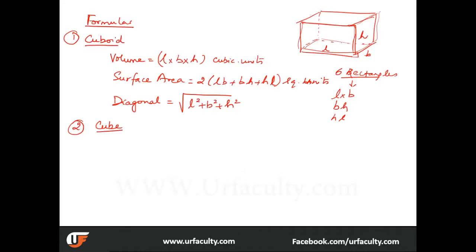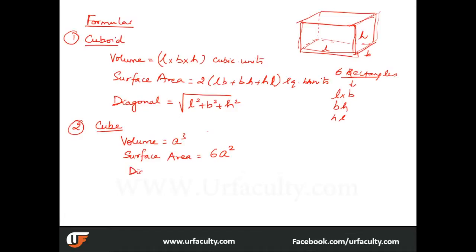cube. So volume of a cube is equal to A cube, because here all the values are the same. All the sides of a cube are equal, so volume is equal to A cube. And surface area is again very simple. Area of a square is A square. There are six sides, so 6A square. Six faces, so 6A square.